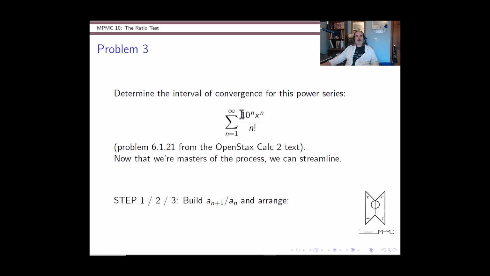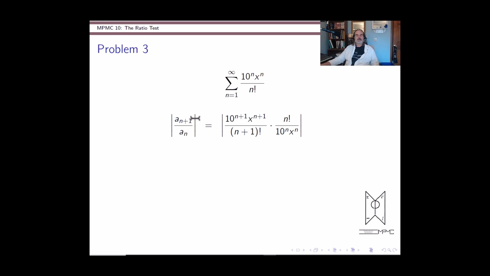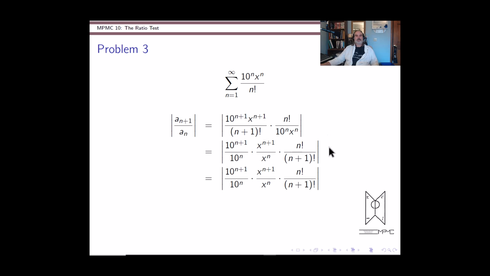Now, since we're super good at this now, I'm going to speed up my process of building and arranging the quotient of a sub n plus 1 over a sub n. So I've taken the series recipe and I've plonked in n plus 1 in place of n right there. And now I've taken the original form for the recipe, a sub n, inverted and multiplied. Here I'm grouping my powers of 10, my powers of x, and my factorials. Here I have exactly the same line as before. I must have cut and pasted one too many times when I was building these slides.